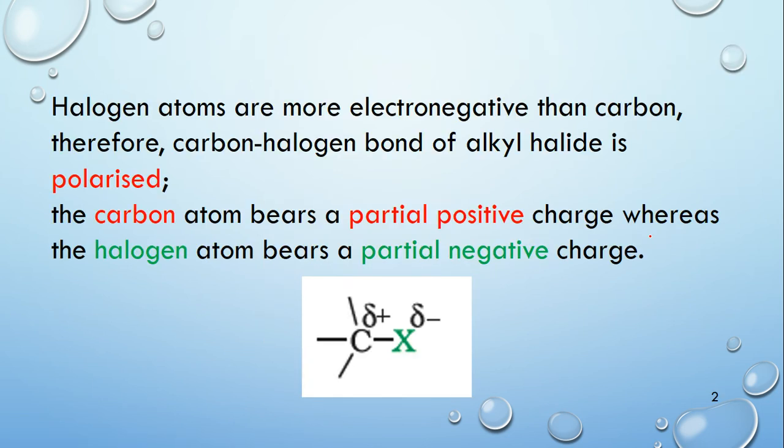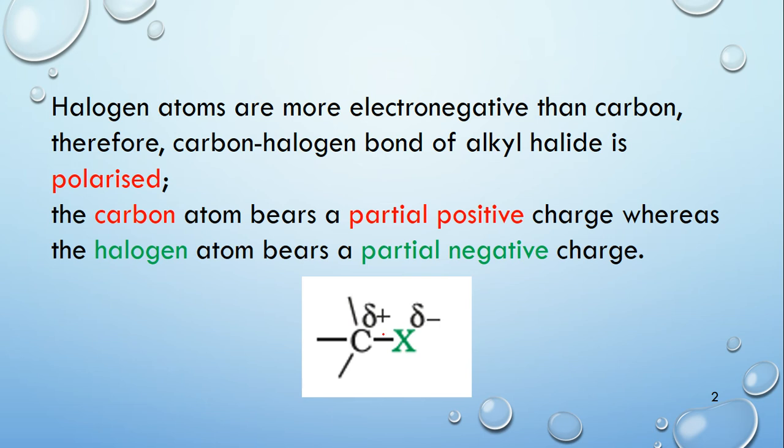Halogen atoms are more electronegative than the carbon atom. Therefore, the carbon halogen bond of an alkyl halide is polarized. It undergoes polarization, and this polarization is shown as delta positive and delta negative. The carbon atom bears a partial positive charge whereas the halogen atom bears a partial negative charge. Now why partial positive and partial negative?